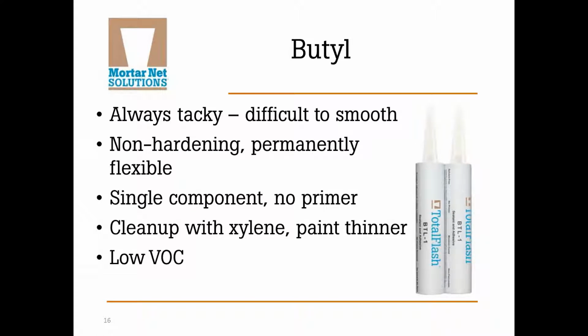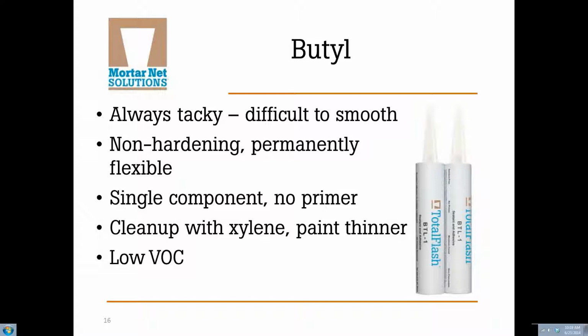And because they're always tacky, none of the butyl sealants will smooth very well. That's unimportant when they're used to join materials together, where they're applied in a situation where you never see the sealant. A key characteristic of butyls like BTL1 is that they're non-hardening and permanently flexible. That's why they stand up extremely well in applications where there will always be movement between the joined pieces.